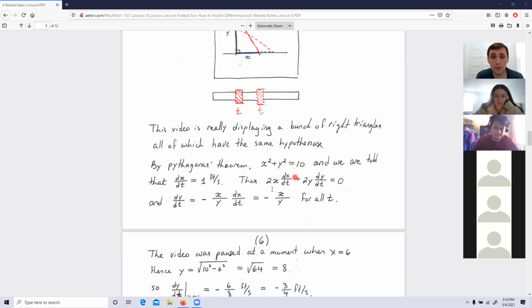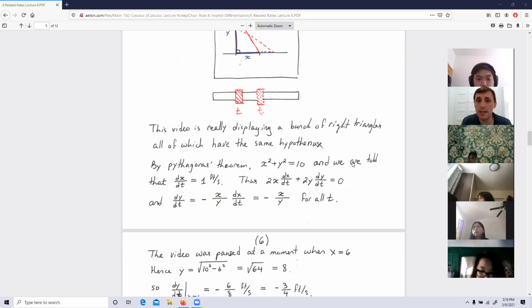Yes? So what do we get? We get that dy/dt, just solve this equation, is minus x over y times dx/dt. And dx/dt is 1, so it's minus x divided by y. Do you see that? The ratio is minus x divided by y.